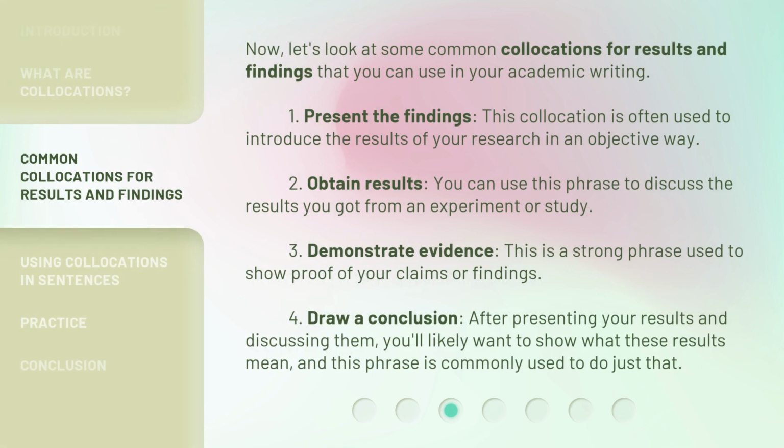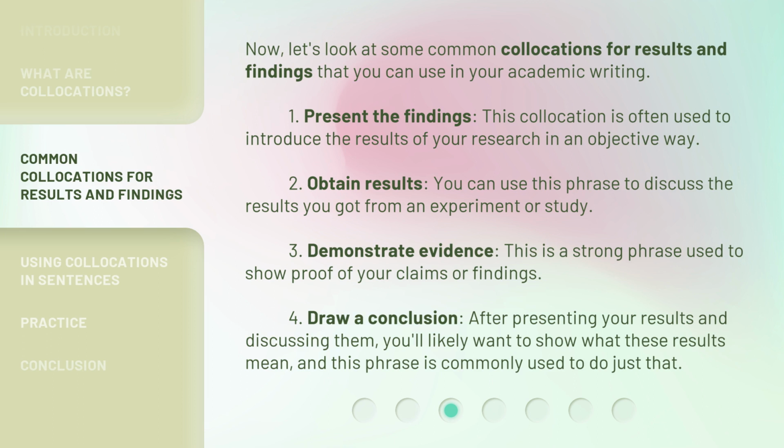Now, let's look at some common collocations for results and findings that you can use in your academic writing. 1. Present the findings. This collocation is often used to introduce the results of your research in an objective way. 2. Obtain results. You can use this phrase to discuss the results you got from an experiment or study.